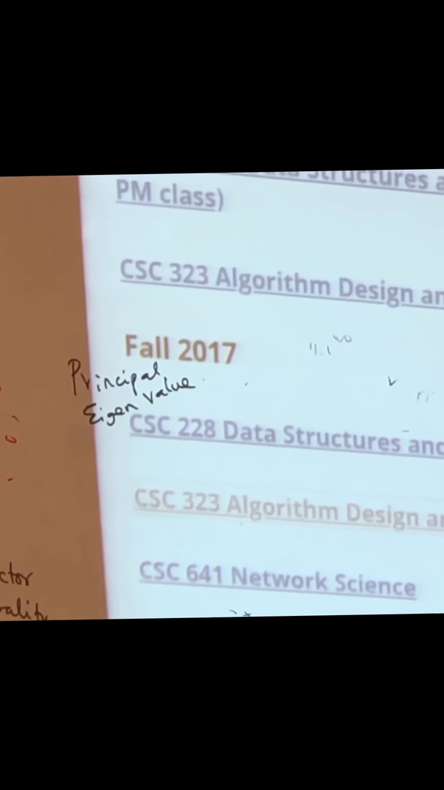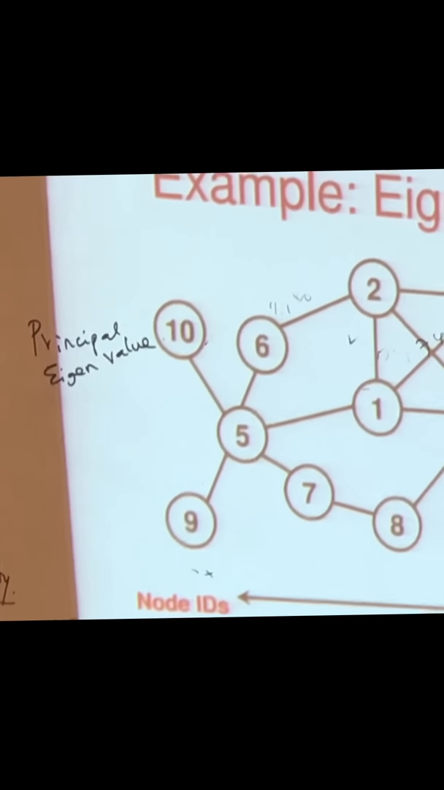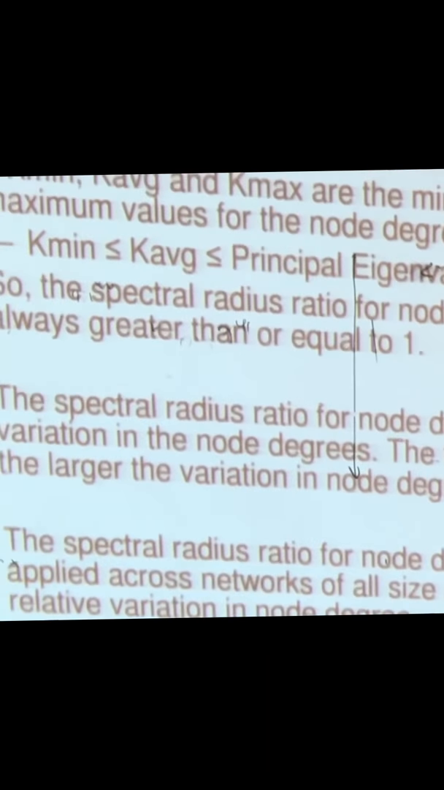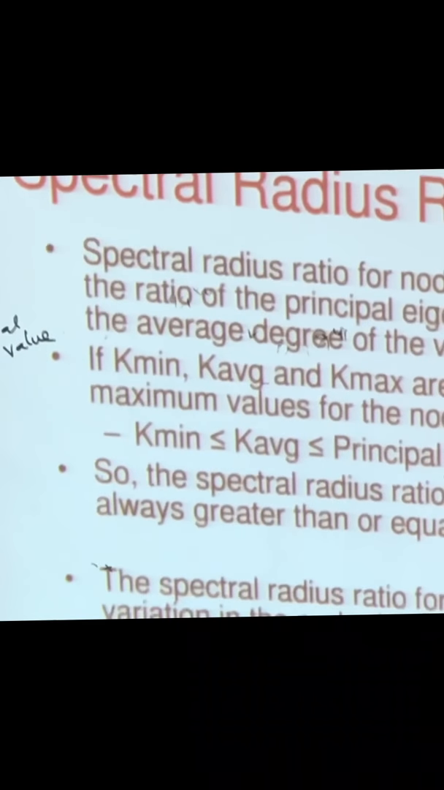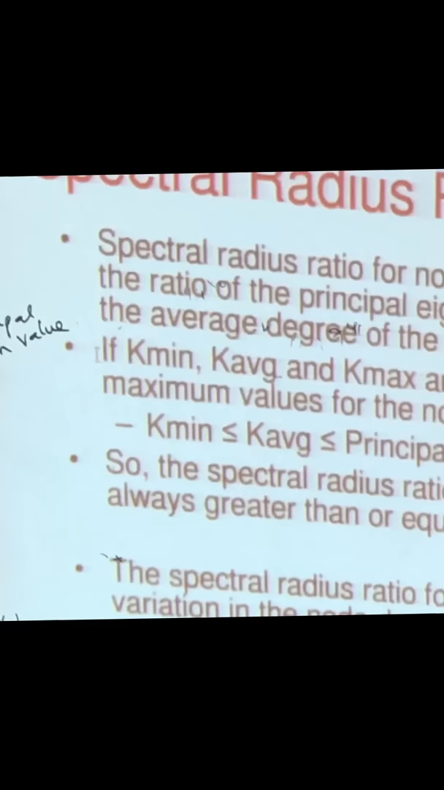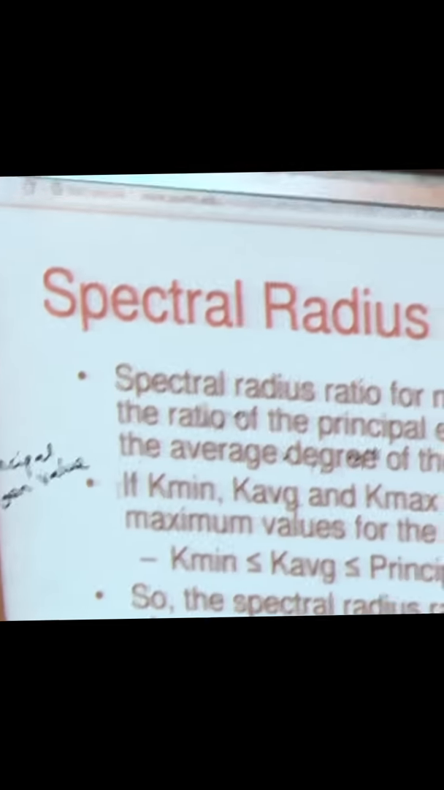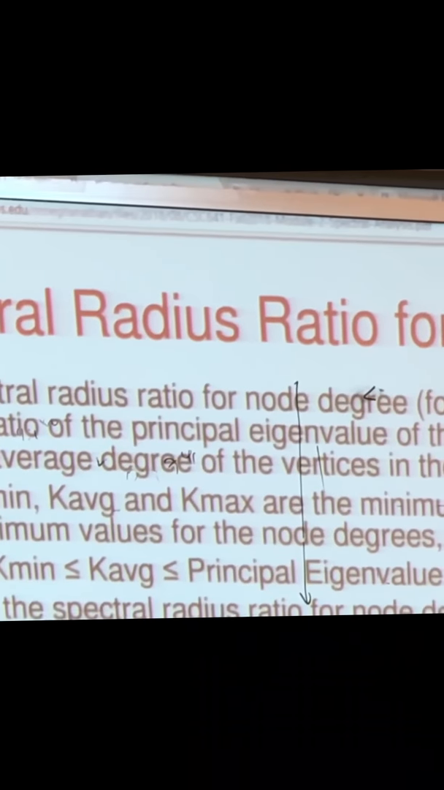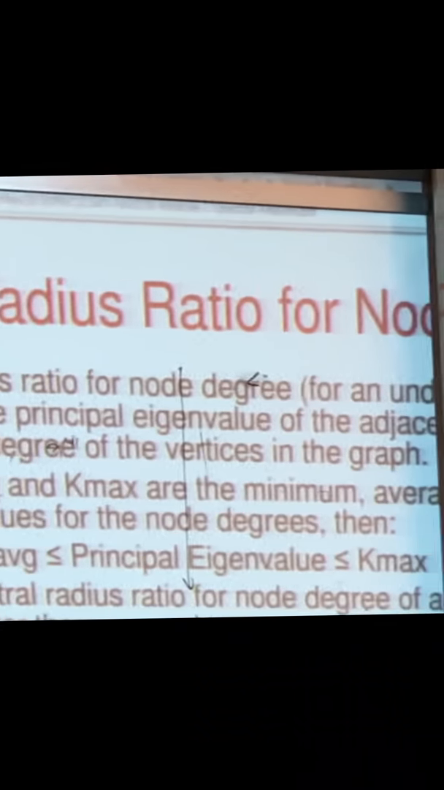So this module is entirely based on this program, okay? So you have to make sure you get it running so that you can answer the questions. Alright. So let us start looking at the applications. The first thing is called spectral radius ratio for node degree.